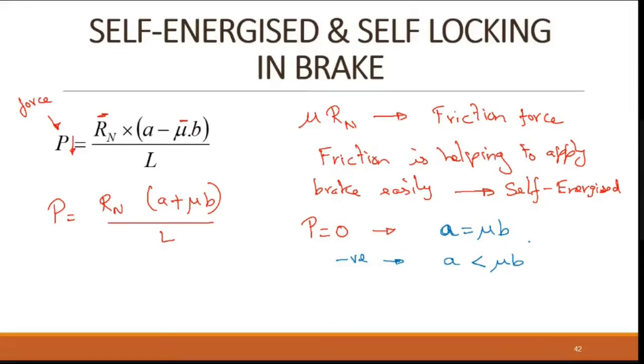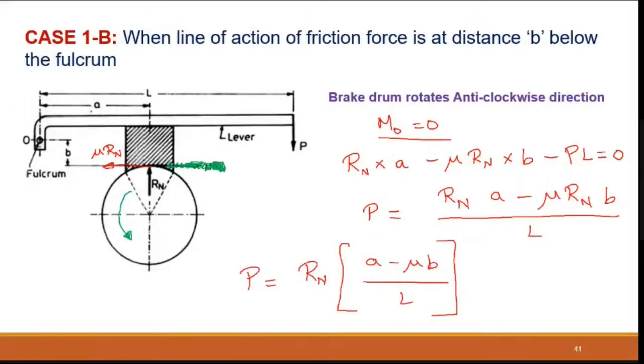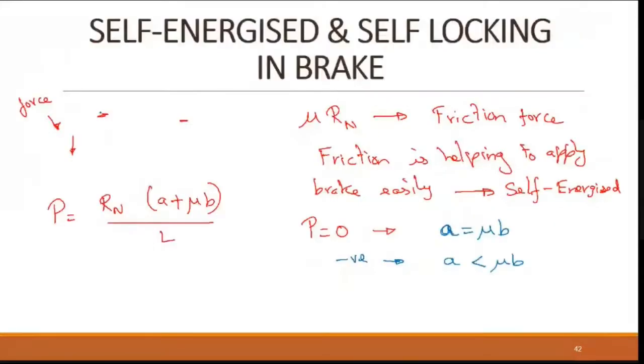What is this A and what is this B? As we saw in the previous slide, A is this distance, the center distance of your brake shoe to your fulcrum, and B is this distance. So if your B value is more when compared to A, then you will get a negative force. Negative means self-locking, so your brake is locked.